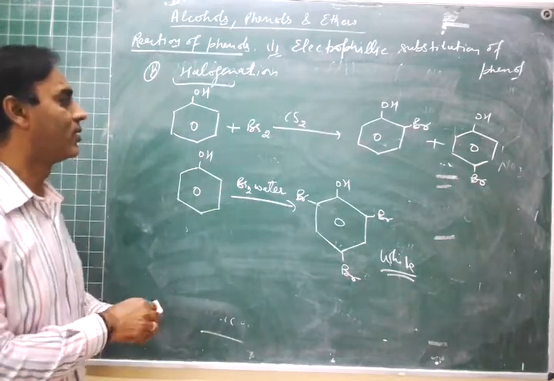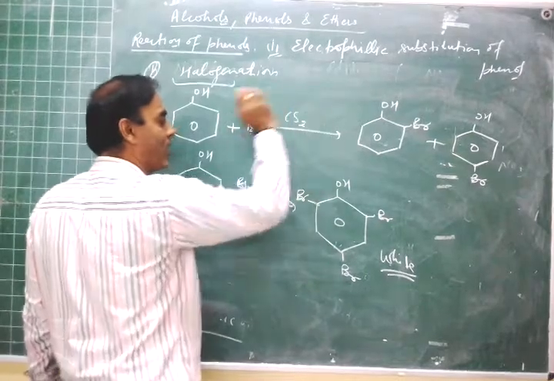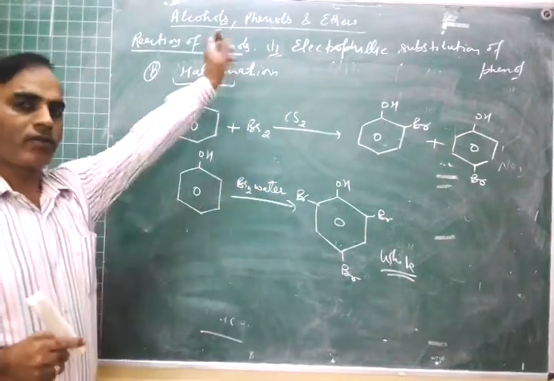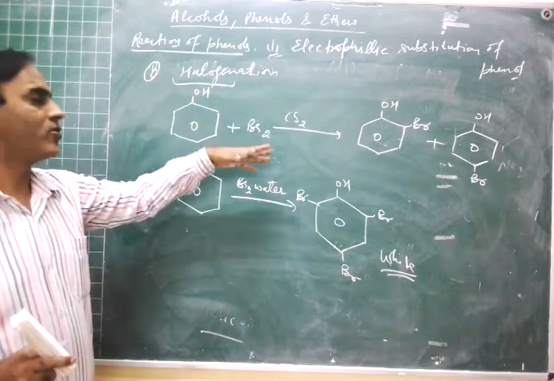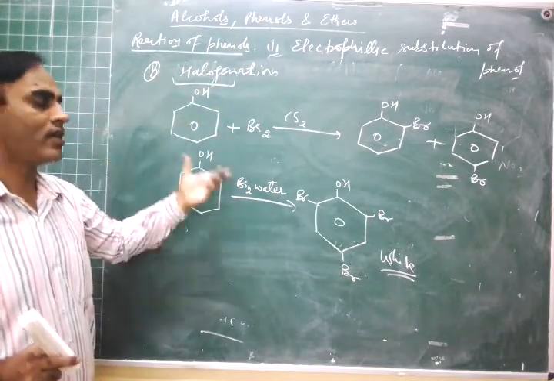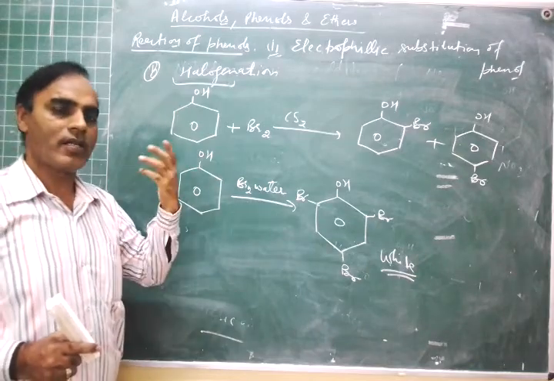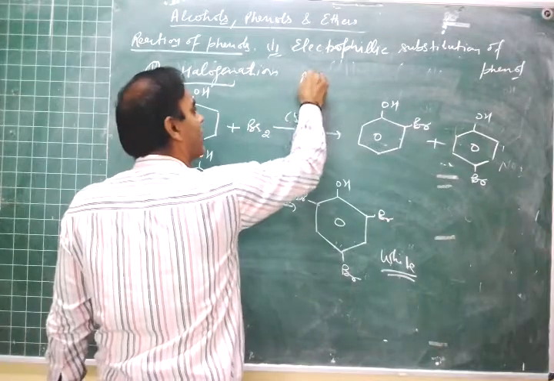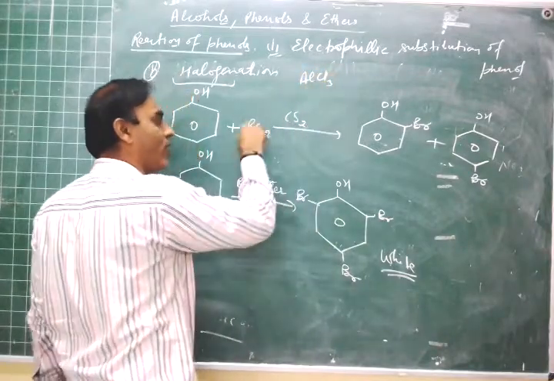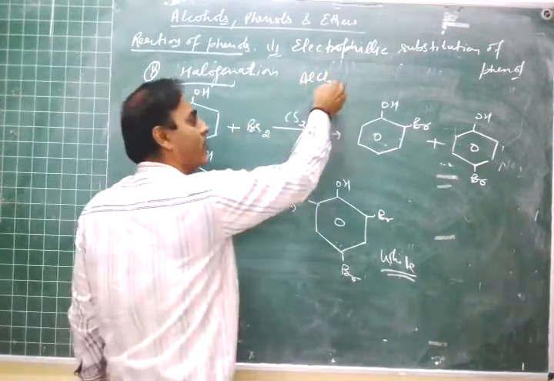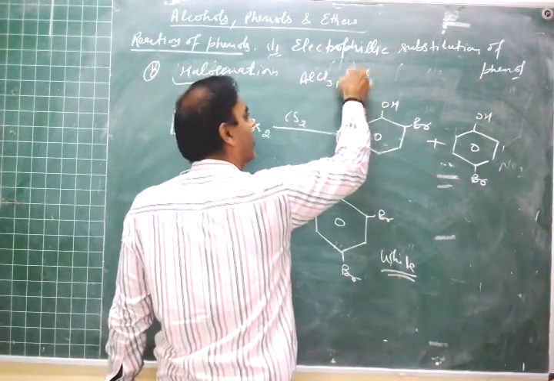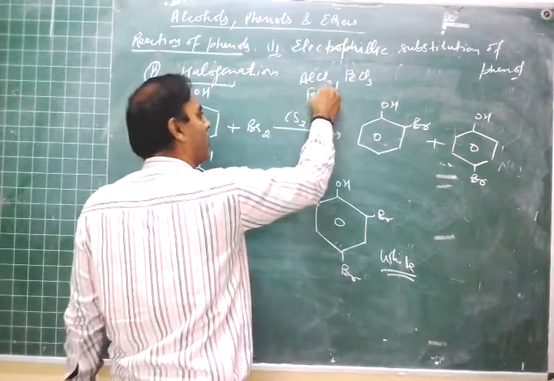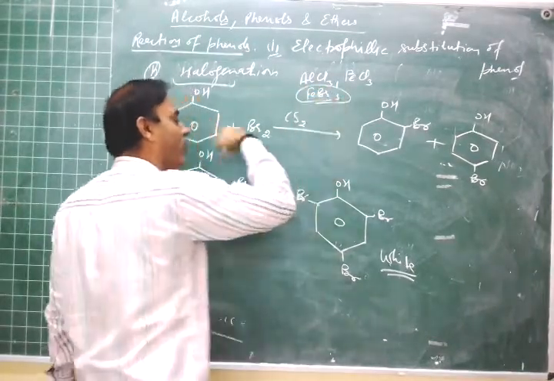Now next is, here we are not using any catalyst. When we carry out the reaction of bromine or any halogen with benzene rings, then we use a catalyst. That can be AlCl3 or FeCl3 if we are using chlorine, and if we have bromine here, then we use the catalyst FeBr3. But here we are not using any catalyst.